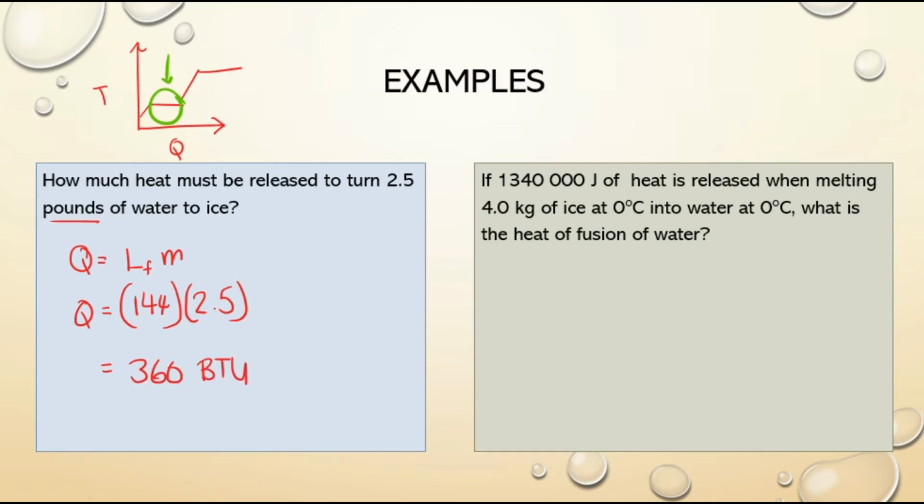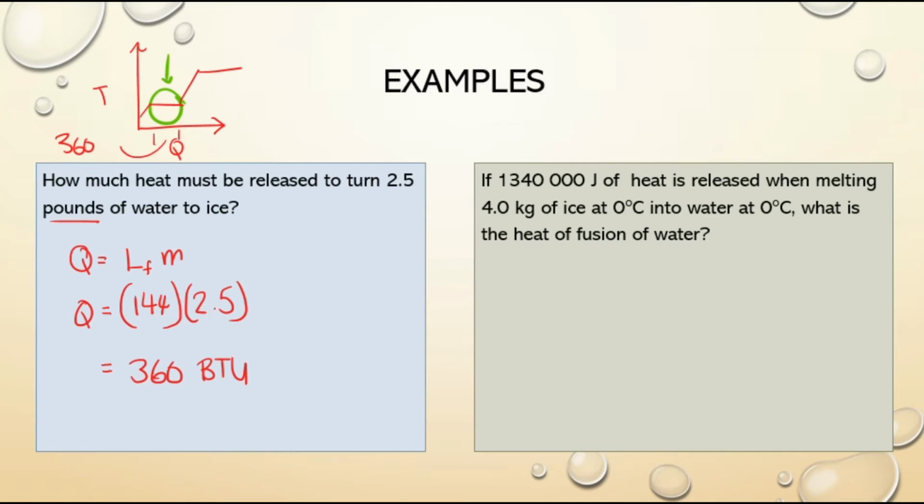So that means, first of all, the difference between here and here is 360 BTU, and it means that in order to change ice to water or back, you either have to add 360 BTU. If you're talking about 2.5 pounds, it'd be different if it was a different mass or weight. You're going to have to either add 360 BTU, or you're going to have to release 360 BTU.